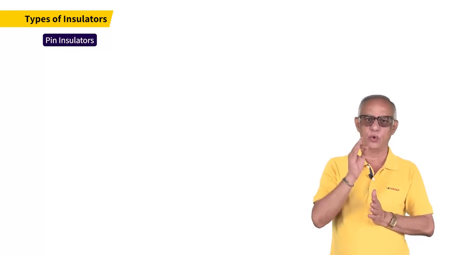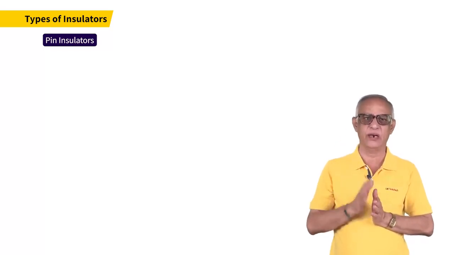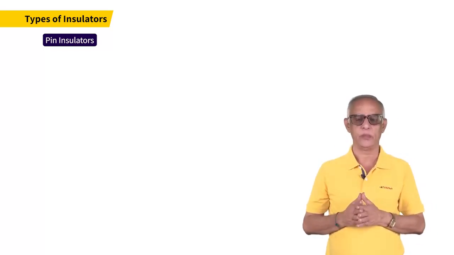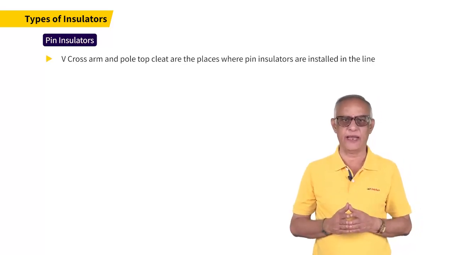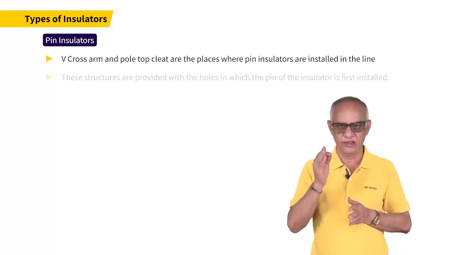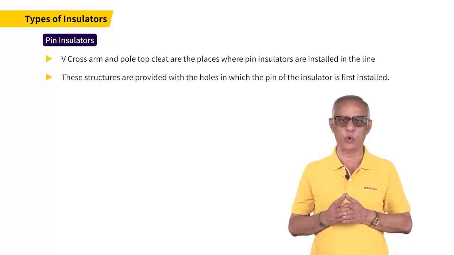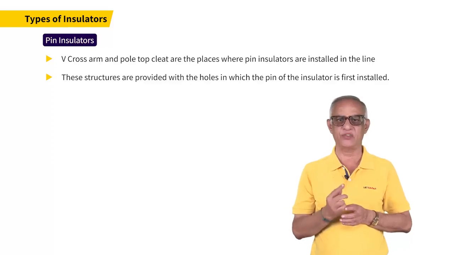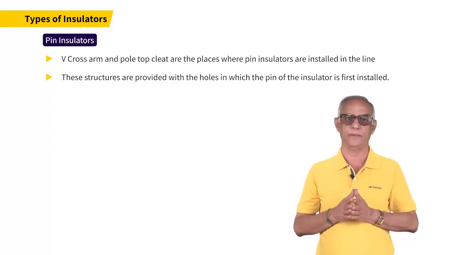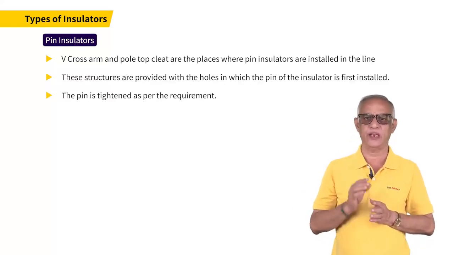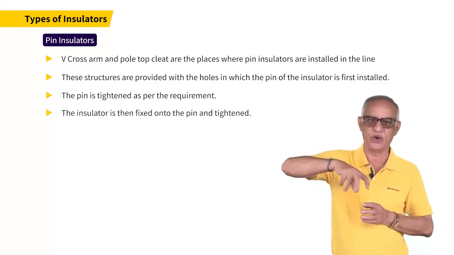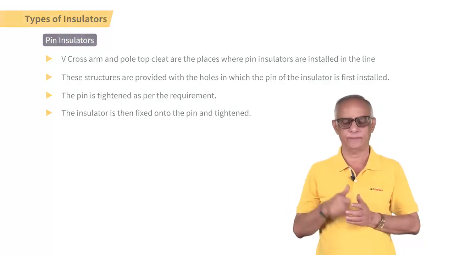Now, let us look at how pin insulators are installed. V cross arm and pole top cleat are the places where pin insulators are installed in the line. These structures are provided with holes in which the pin of the insulator is first installed. The pin is tightened as per the requirement and the insulator is then fixed onto the pin and tightened.